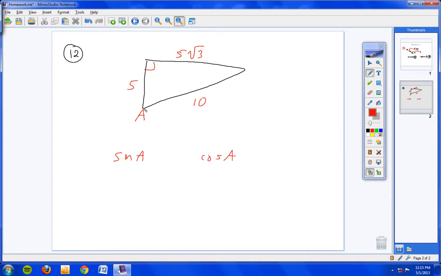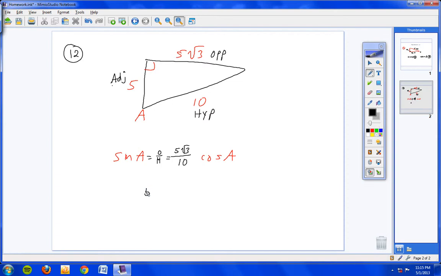All right, let's go to angle A. Go straight across. When you go straight across, this will be your opposite side. 10, of course, is your hypotenuse, and 5 would be your adjacent side. How do you find the sine of A? Well, it's opposite over hypotenuse. The opposite side would be 5 square root of 3, and the hypotenuse would be 10.